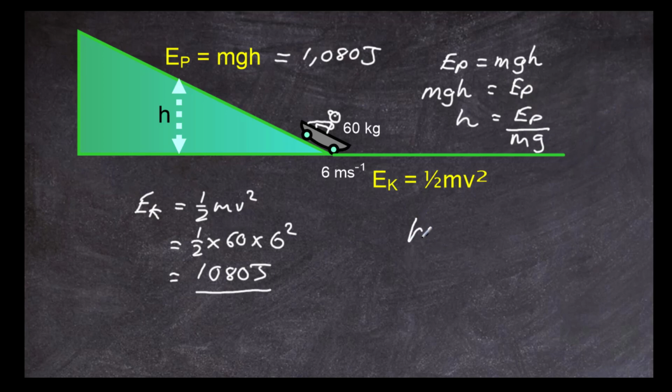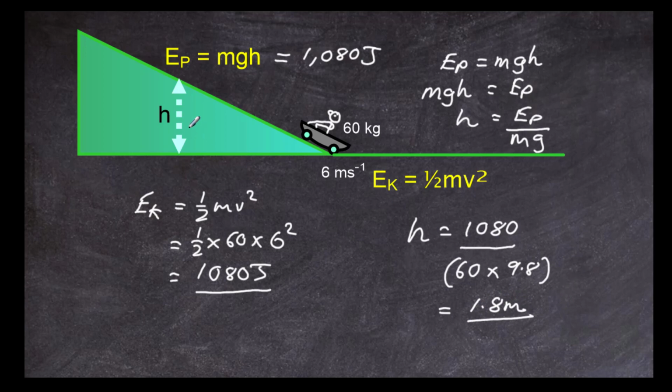So we'll do this down here. h is going to equal EP. That was the kinetic energy originally, which has now been changed into gravitational potential energy. That's 1080 joules divided by the mass, which is 60, multiplied by the gravitational field strength, 9.8. So if we do that in our calculator, we find out that the little trolley, the little cart, reached a vertical height of 1.8 metres. So here would be 1.8 metres vertically up the slope.